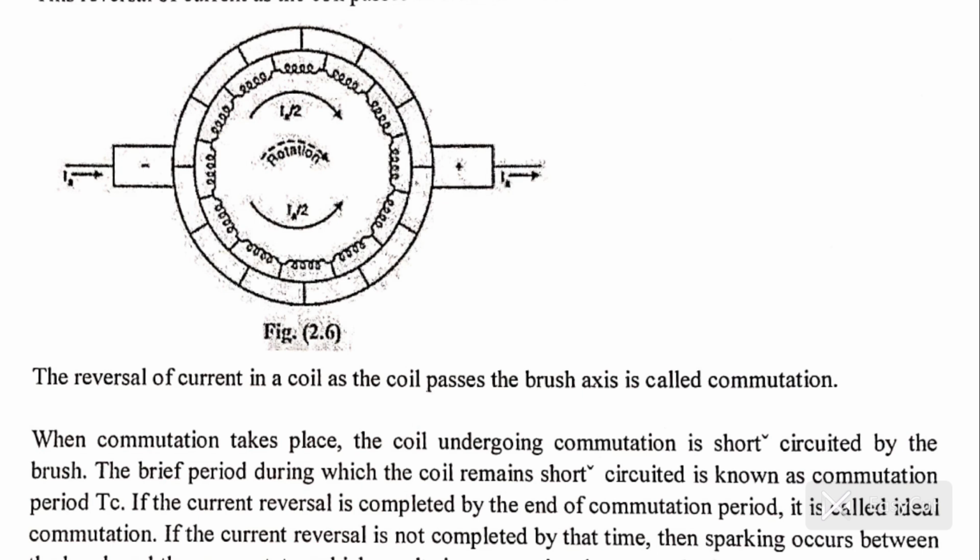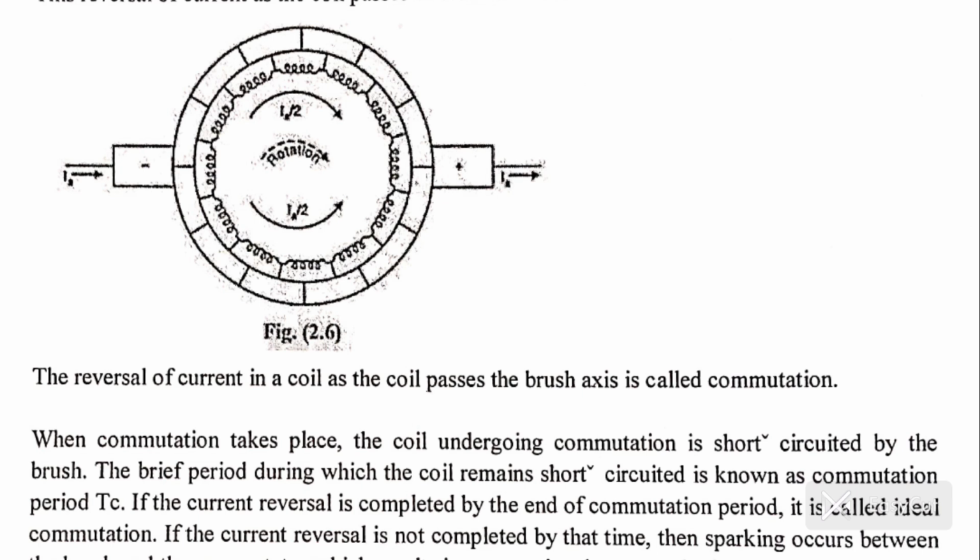The basics. What actually happens? Let me explain with a simple example. We are looking at a two-pole lap-wound DC generator. In this, there are two parallel paths between the brushes. So the total armature current is divided equally. Each coil carries half the current. Say total armature current is 40A. Then each path has 20A.